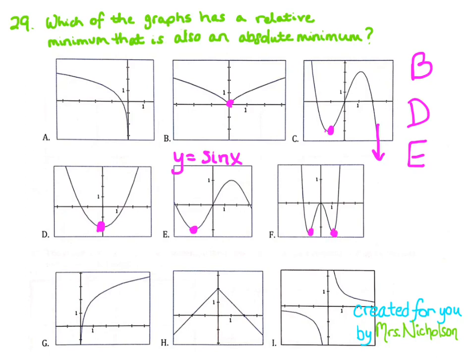has two relative minimums, and they're at the same y value, same function value there. It is an absolute minimum. G doesn't have any relative mins or maxes. H only has a relative maximum, and I, no minimums or maximums. So there's your answers, B, D, E, and F.